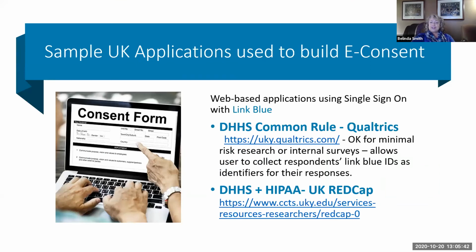If you're just DHHS Common Rule, you may be able to build your consent in Qualtrics and it'd be completely adequate. It's a program where you use your LinkBlue to log in. From what I've heard, it's especially useful for collecting information or surveys from other UK employees, staff, students. If we layer on HIPAA, say you're DHHS and HIPAA regulated, then REDCap might be the best choice. That's behind the firewall at UK, maintained on UK servers, secure.